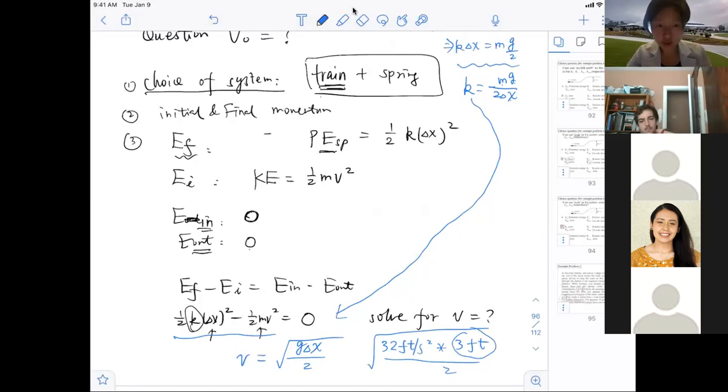I encourage you to do the same problem, but now choose the train as your system. You can get rid of the spring and then use the train. In my notes there will be solutions, but I want you to try to do it on your own first.